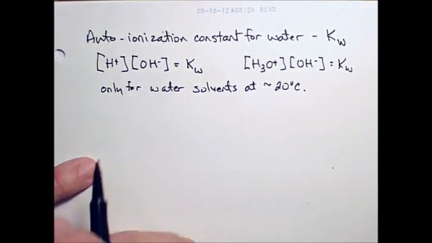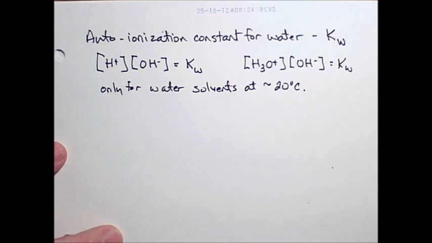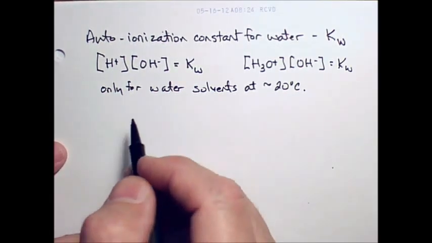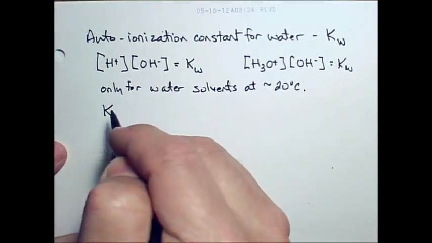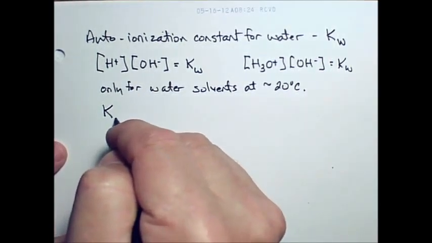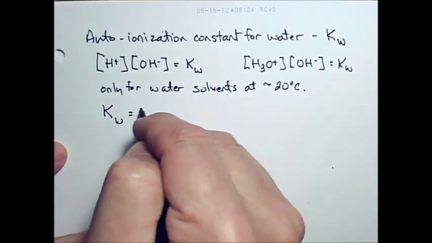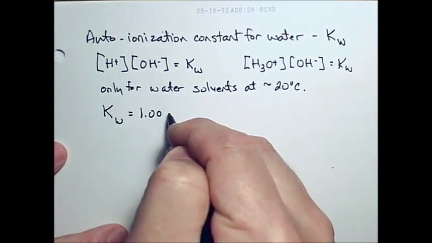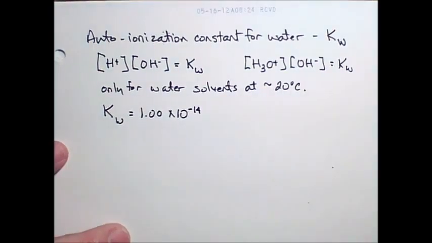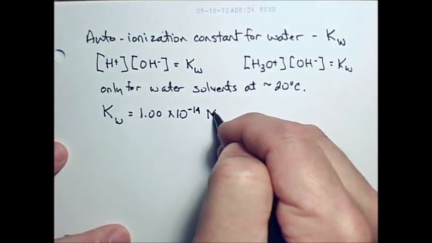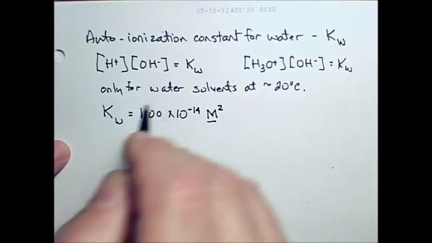Room temperature in the Celsius scale is about 22 degrees C. Okay? All right. And Kw has an actual numeric value, otherwise it wouldn't be a constant. Kw is equal to this number, 1.00 times 10 to the negative 14, molar squared.